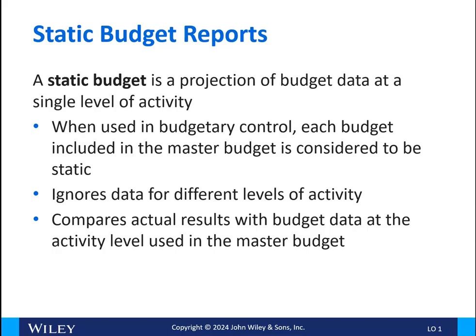A static budget is a projection of budget data at a single level of activity. When we talked about developing budgets in prior chapters, we talked about doing an annual budget, for example, and dividing that into months. You do that once a year, like we talked about in Chapter 9. I've seen it where you start in the July, August timeframe, have some reviews in the fall, maybe finalize in November, December, with some end-of-year adjustments after you close the books in January for the fiscal year, and then that's your budget for the year.